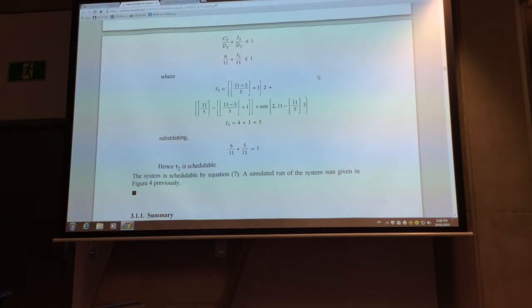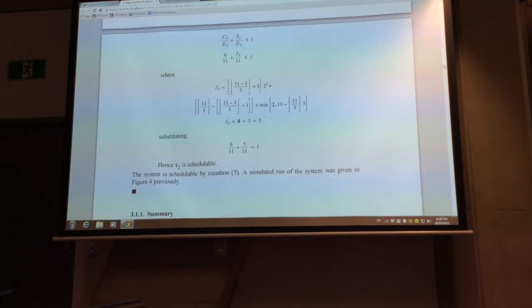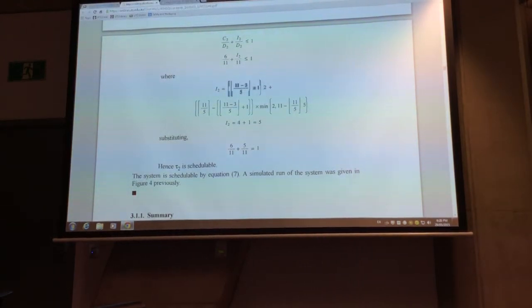11 minus 3 is 8 over 5. The floor of 8 over 5 is 1. 1 plus 1 is 2 times 2 is 4. So that's the first term there. Just evaluated that bit there. That's 4.